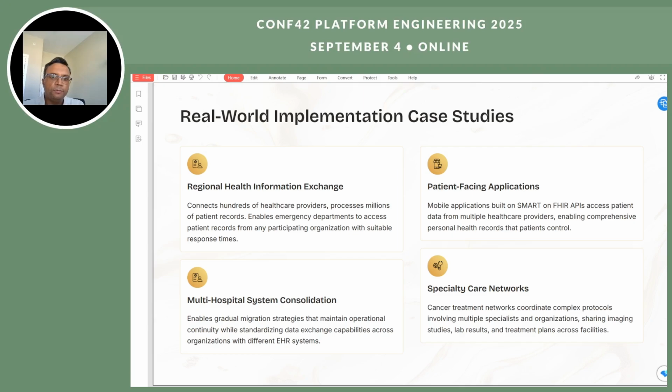These are some of the real-world implementation case studies that I would like to walk through. The Regional Health Information Exchange, basically HIEs, are organizations which connect hundreds of providers, and now give ER doctors access to critical patient histories in minutes and seconds. Multiple hospital consolidation efforts used this approach to migrate systems gradually without disrupting care. And obviously patient-facing apps built on SMART using FHIR APIs are giving individuals control over their complete health record.